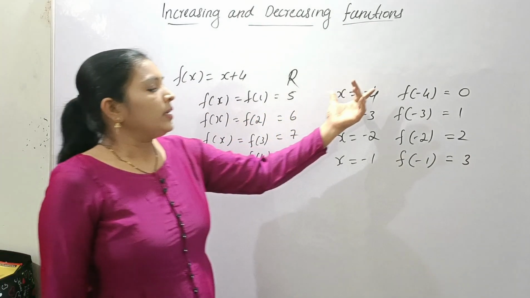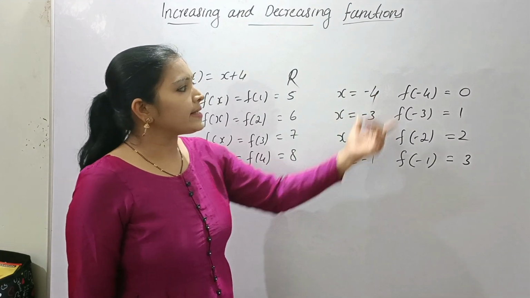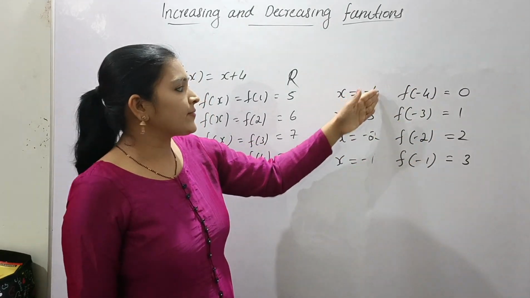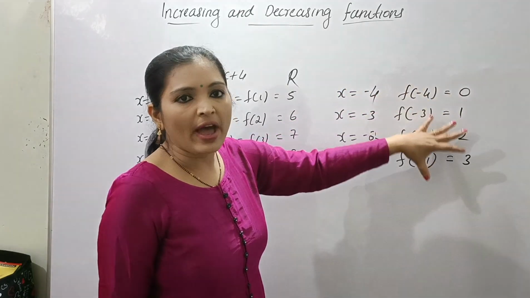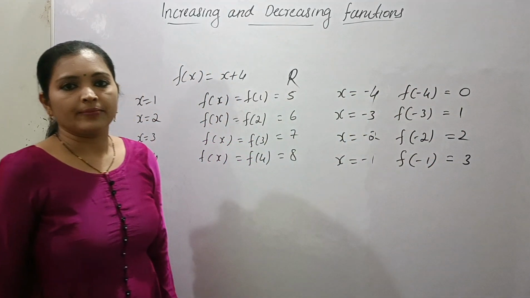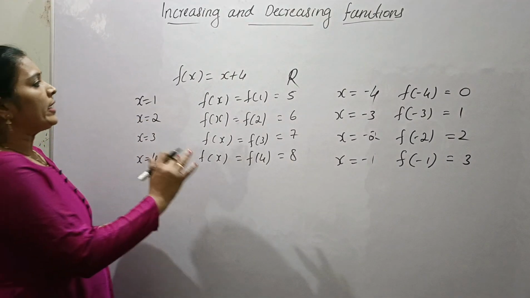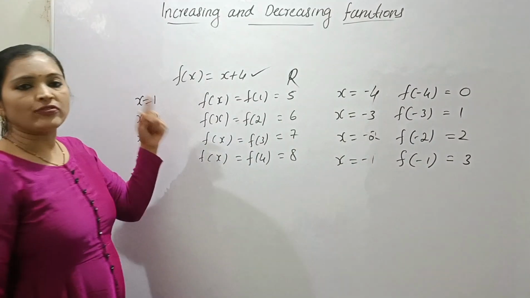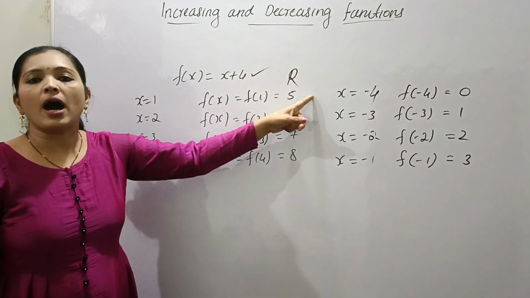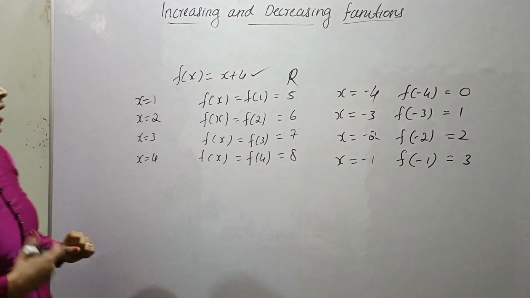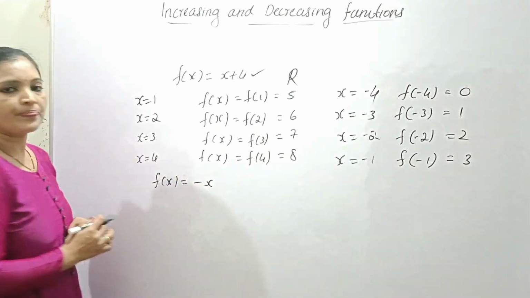See here also, as x increases, f of x increases. Minus 4, minus 3, minus 2, minus 1, it is increasing, right? So here also the values of f of x are increasing, and such a function is called an increasing function. So we can say this function f of x is equal to x plus 4 is an increasing function on R.